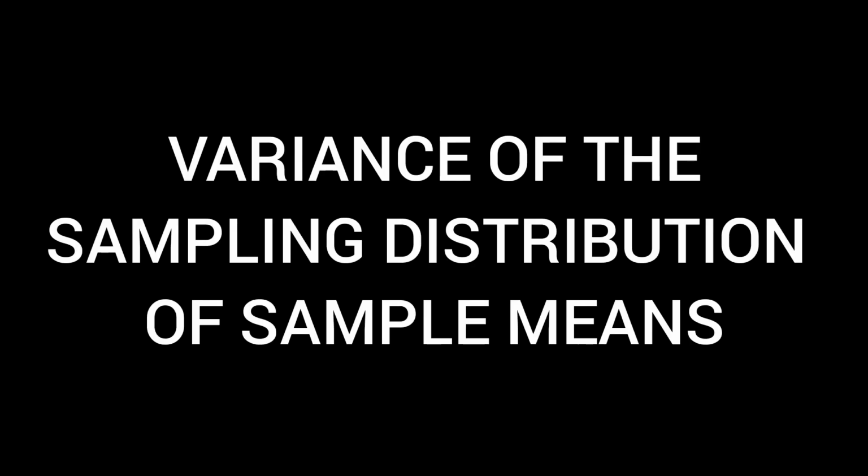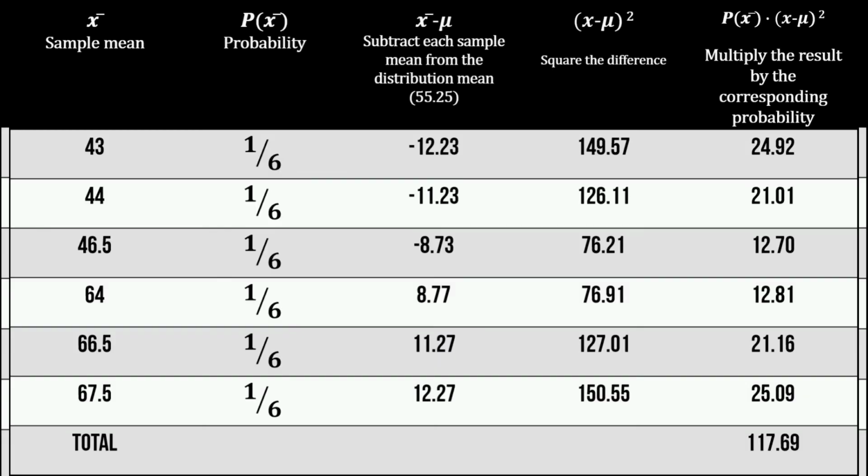After that, we will compute the variance of the sampling distribution of the sample means. In doing so, the following steps must be done. Create a table that includes the sample mean and its probability. Then, the distribution mean, which is 55.23, will be subtracted from each sample mean, which is shown on the third column. After obtaining the values, square the difference, which is shown on the fourth column, and multiply the results by the corresponding probability, which is shown on the fifth column.